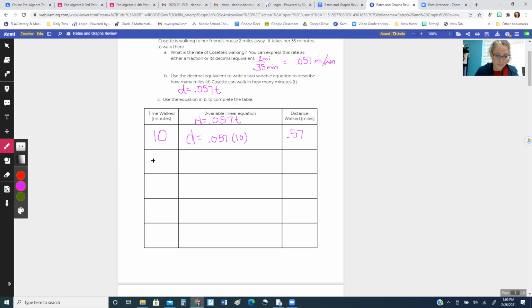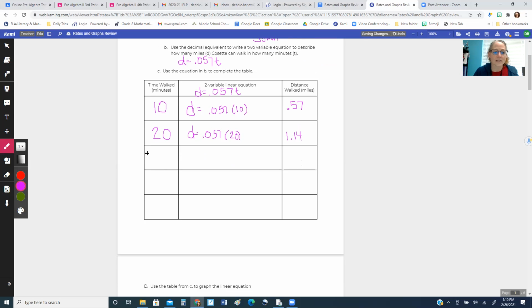that makes sense. So how long has she gone after 20 minutes? The distance is equal to 0.057 times 20. And I know that if I double this, I'm just going to be doubling this. So that is 1.14 miles. Let's do some bigger numbers. What if she walks for 100 minutes?